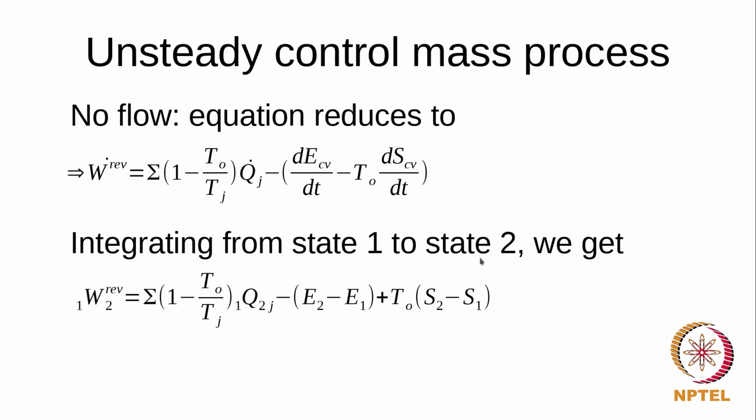So we can integrate it directly, and then what we see is that this is essentially (1 minus T naught by Tj) into 1Q2, minus the change in energy, which is E2 minus E1, minus T naught, which is a constant, times the change in entropy, which when integrated gives S2 minus S1. So we get this expression to tell us how much work we can get if we had different sources Qj going from state 1 to 2, when the energy changes from state 1 to 2 and when the entropy changes from 1 to 2. So we can use this to find out how much work we can get in a reversible process.